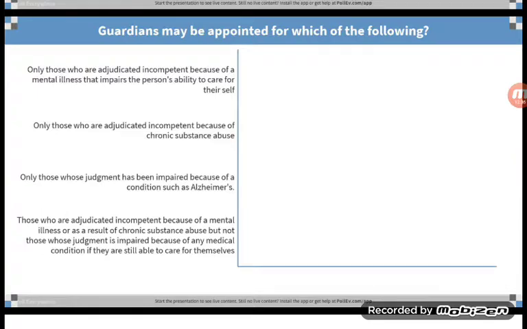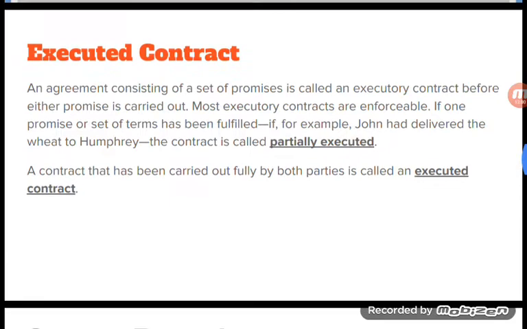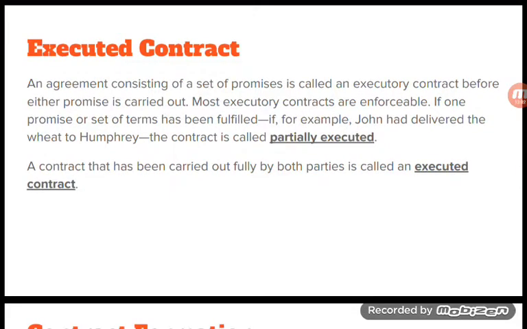Guardians may be appointed for which of the following? I believe it's the first one: only those who are educated incompetent because of a mental illness that impairs the person's ability to care for themselves. I believe that's the correct one. I'll leave that for you to go through your textbook to find. Otherwise, I want to move through these quickly.